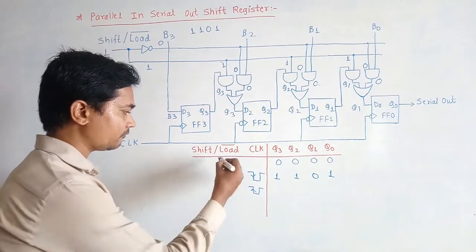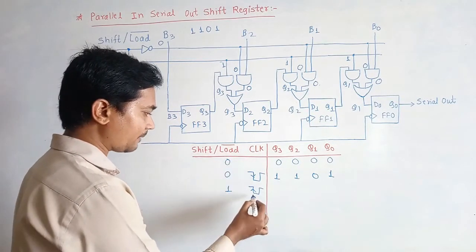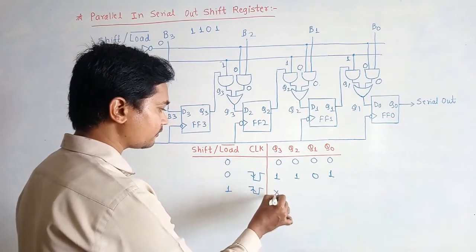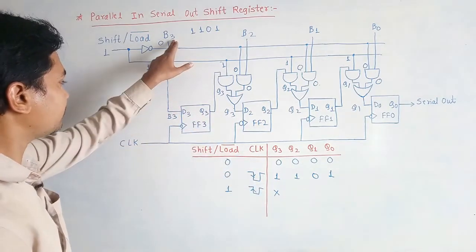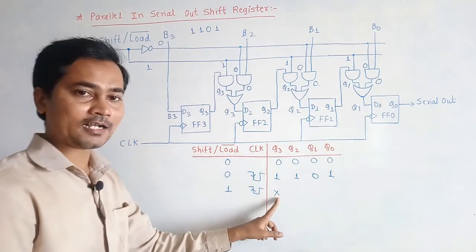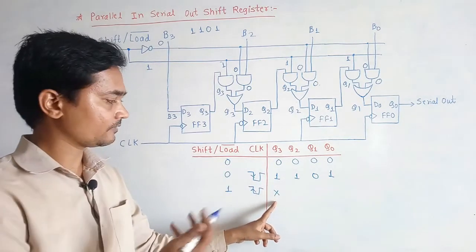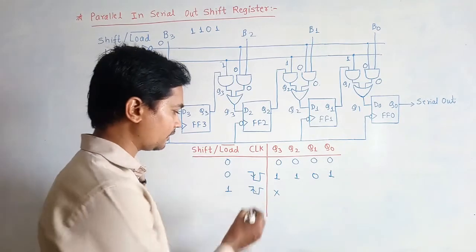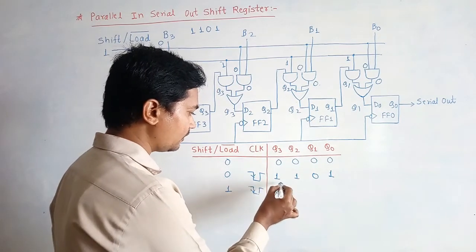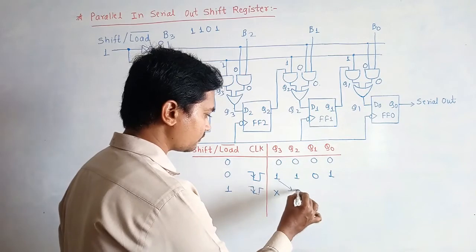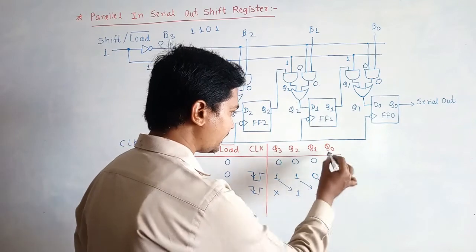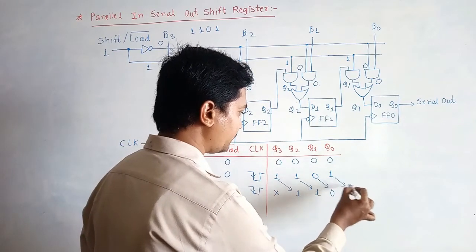So when we make this shift/load bar equal to 1 and apply the clock, then Q3 will be don't care. That means actually we don't know the current status of B3, so we do not consider this Q3 as hard-coded 1 or hard-coded 0. Just consider it don't care. Due to this clock signal, this falling edge, this 1 will be shifted to Q2, this 1 will be shifted to Q1, this 0 will be shifted to Q0, and this 1 will be lost.